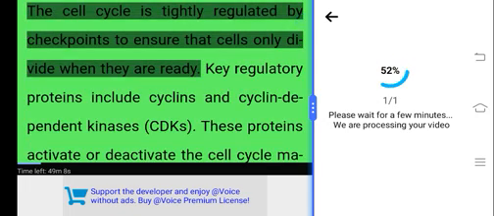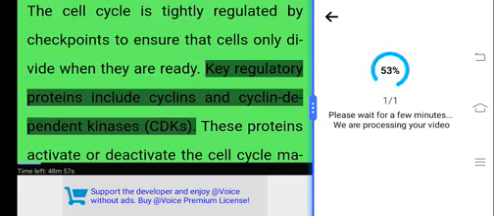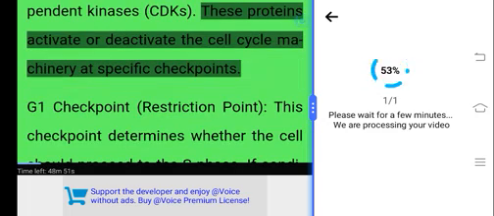The cell cycle is tightly regulated by checkpoints to ensure that cells only divide when they are ready. Key regulatory proteins include cyclins and cyclin-dependent kinases (CDKs). These proteins activate or deactivate the cell cycle machinery at specific checkpoints.